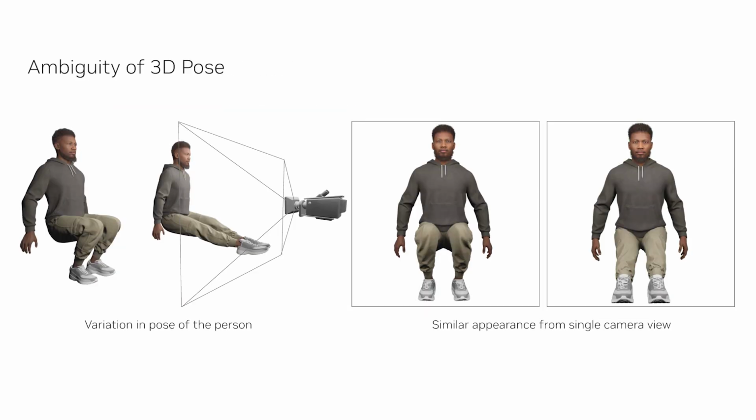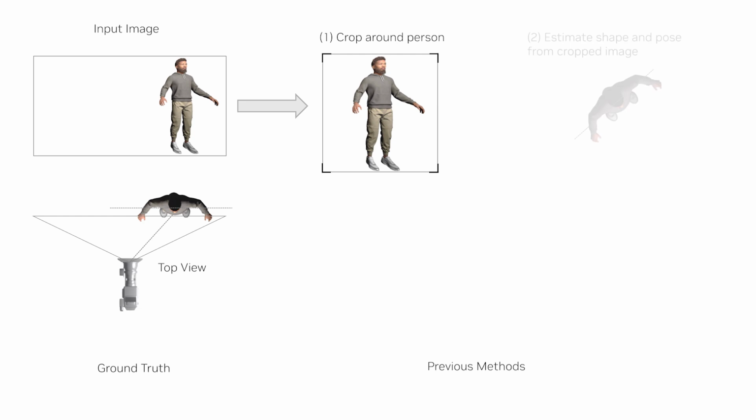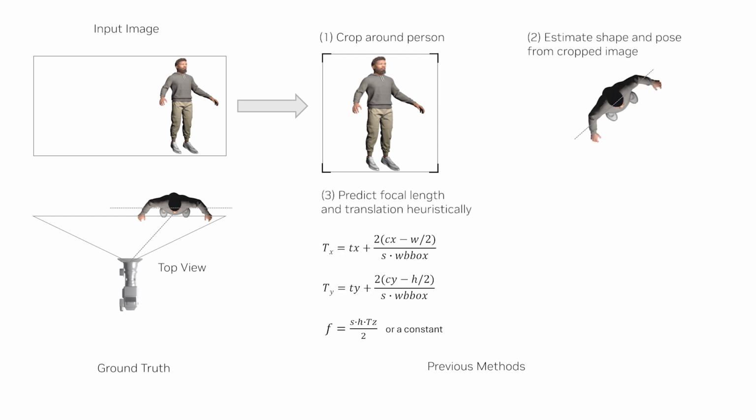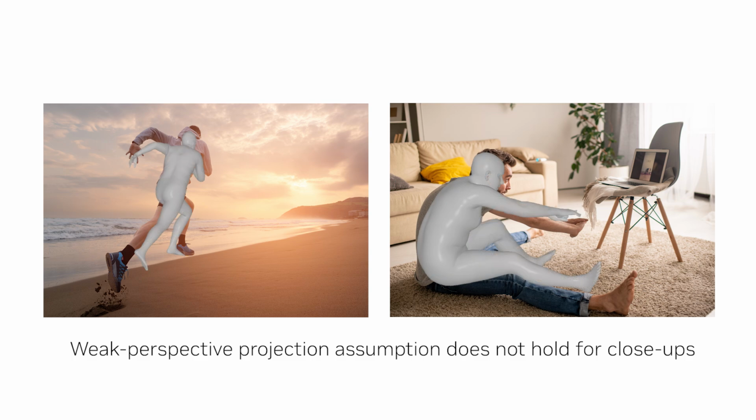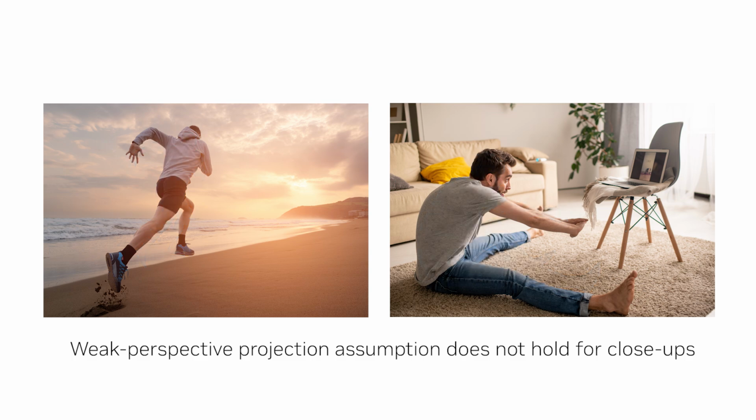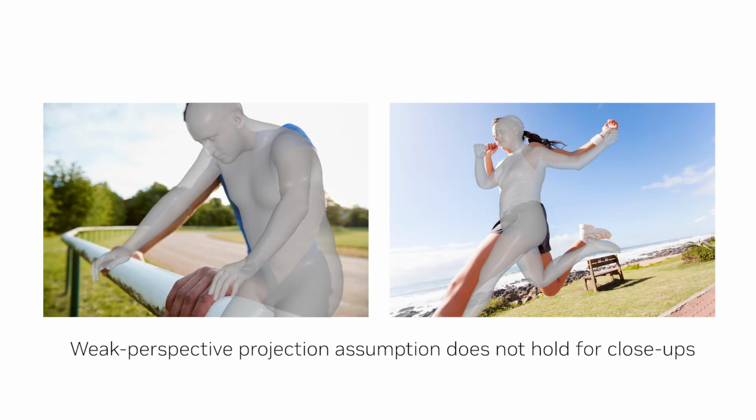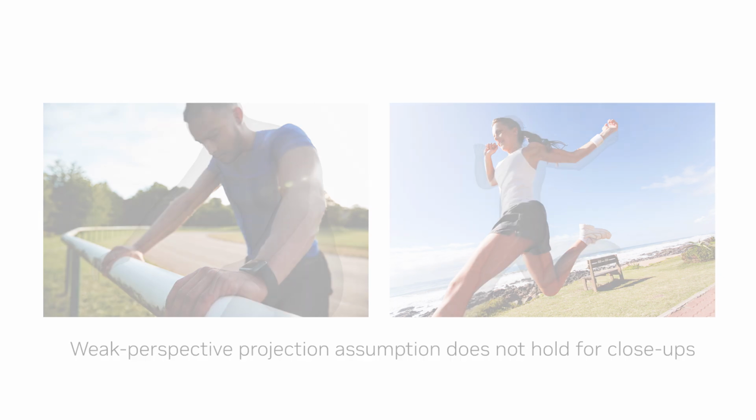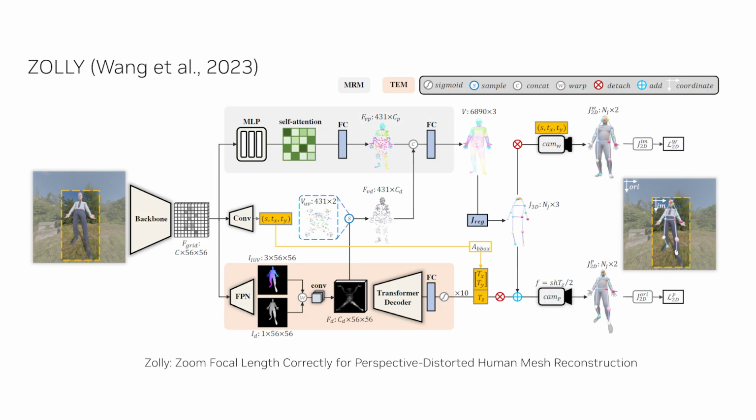Most existing methods reduce the number of unknowns by assuming near orthographic projection and estimate the camera focal length heuristically. To fulfill these assumptions, the person in the image has to be far away from the camera. This is not always true in practice and can lead to unsatisfactory results, especially for close-ups that show a person with strong perspective distortion.